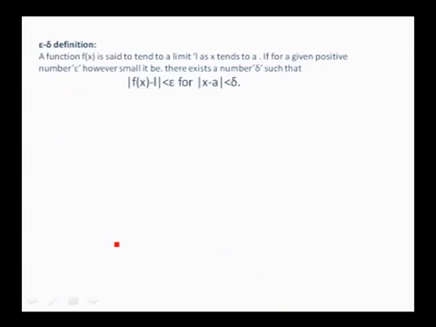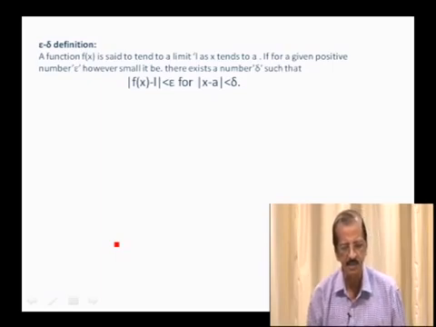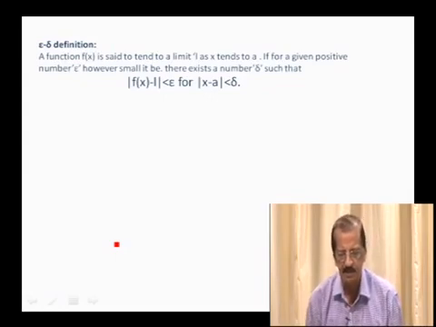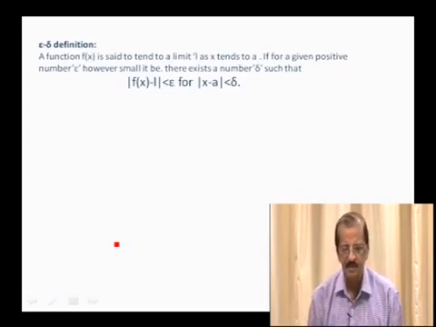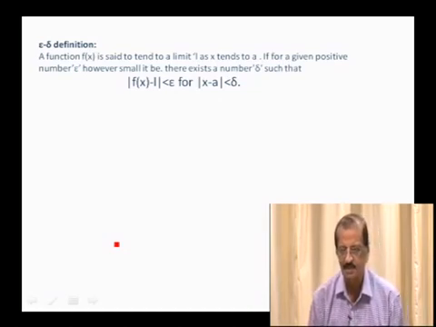So, the epsilon delta definition. This is also a very interesting one, given by Cauchy. A function f(x) is said to tend to a limit L as x tends to a if for a given positive number epsilon, however small it be, there exists a number delta such that |f(x) − L| can be made less than epsilon for |x − a| less than delta.